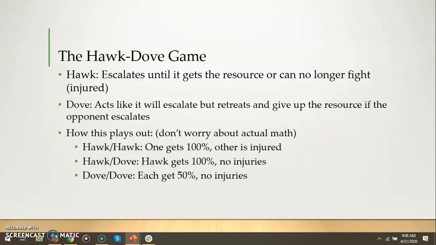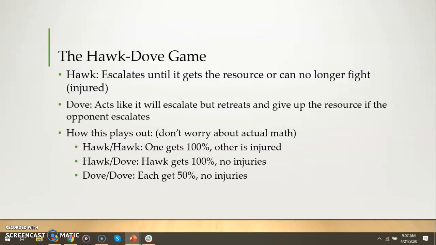It's another version of the prisoner's dilemma, which is if I don't fight and you don't fight, then we each get half the resource. On the other hand, if I fight and you don't fight, I get everything. On the other hand, if we both fight and I win, I get everything, but if I lose, I'm hurt and I don't get anything. So, yeah, it's a variation of the prisoner's dilemma.